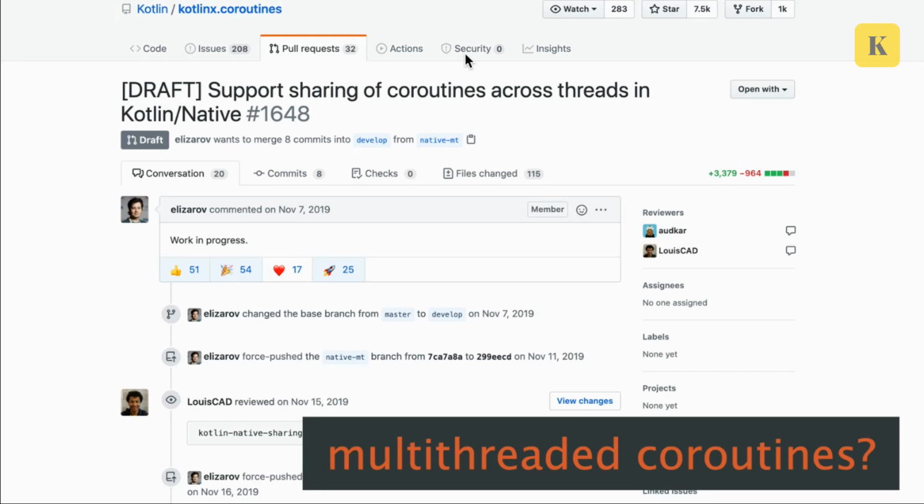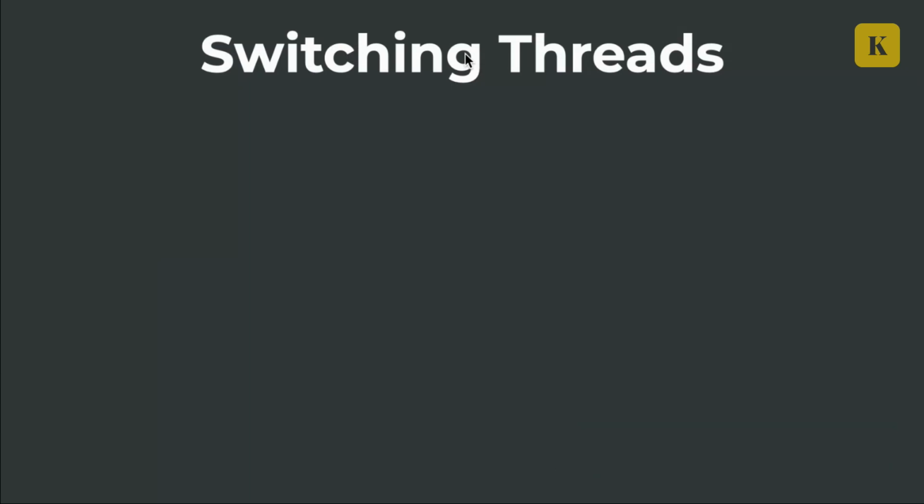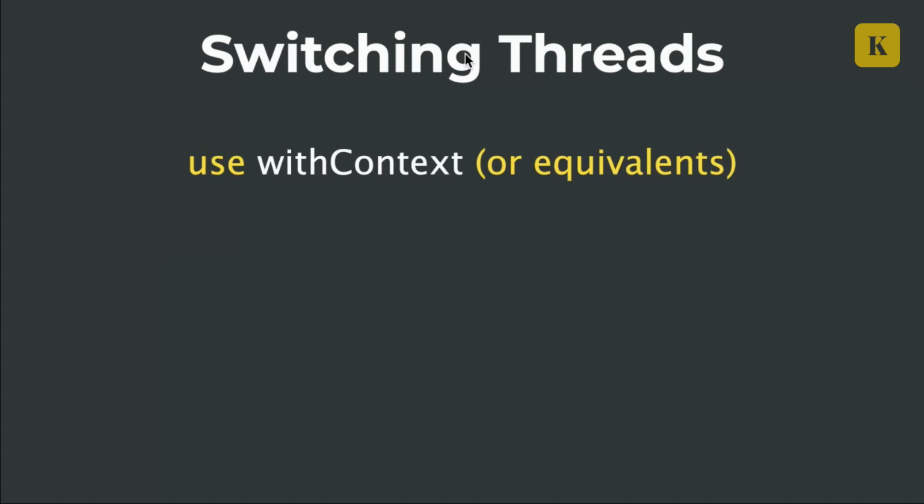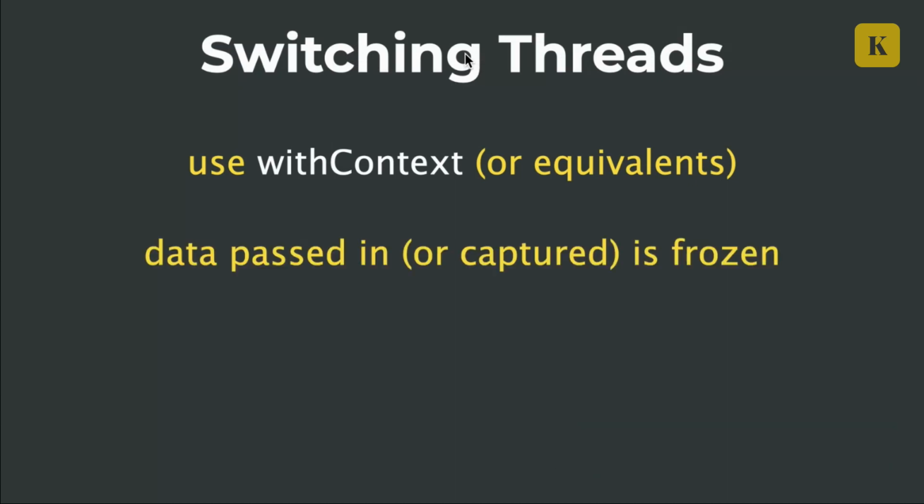Cross fingers. So switching threads in coroutines is a lot like how you do it in the JVM, right? There's withContext or equivalents, where you give it a different thread context. The data passed in or captured is frozen, and the data returned is frozen. It's the same way with that background. I think I forgot to mention when I did the background thread, the spoiler is that every library in Kotlin Native that passes things between threads is going to use the same model, which is to freeze the block and everything it touches and freeze the return. So same thing with multi-threaded coroutines, right?